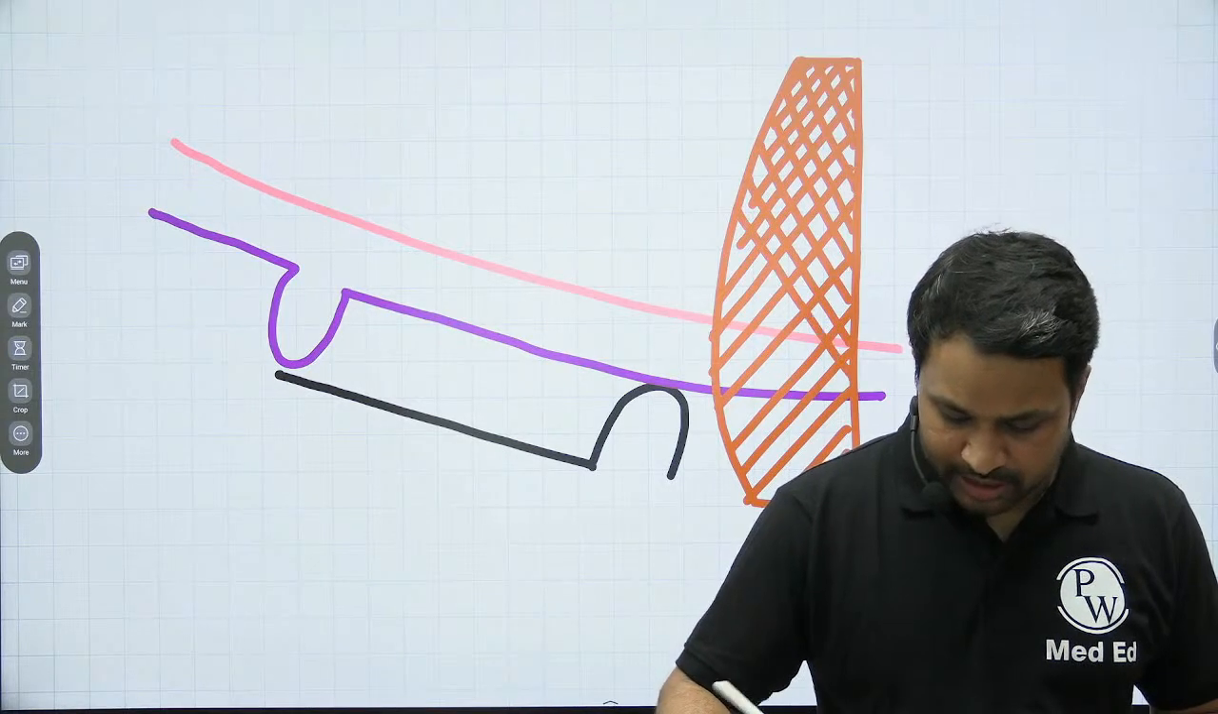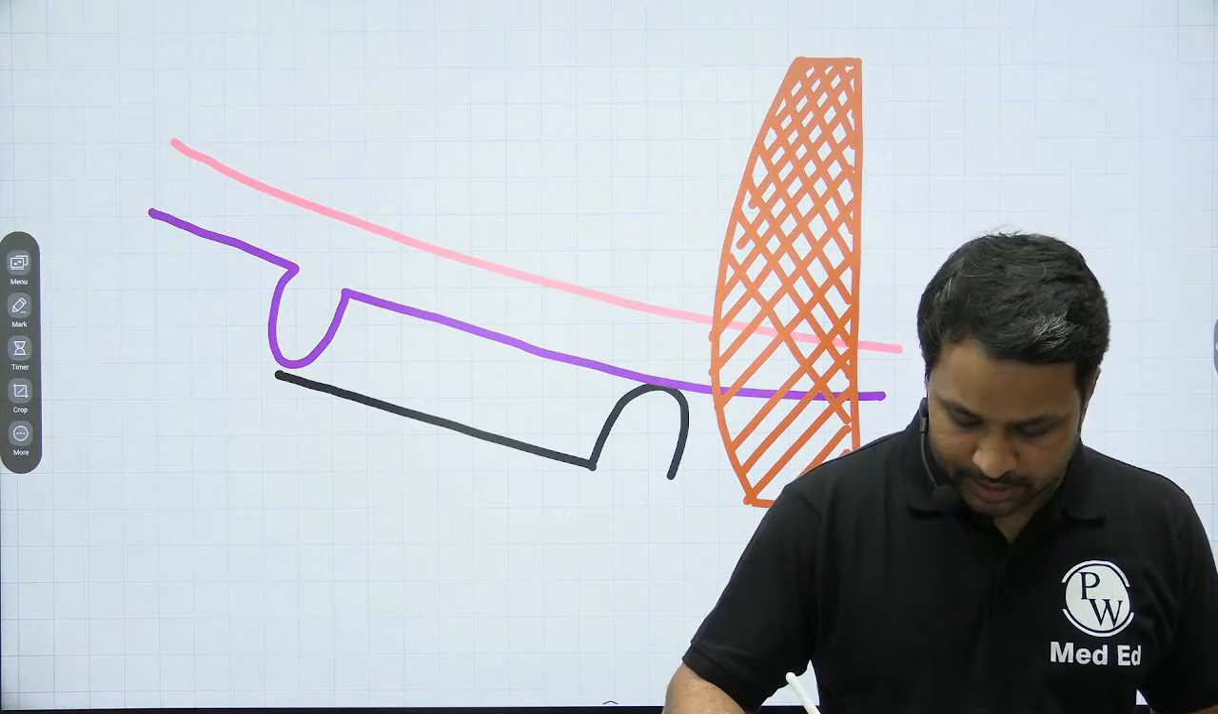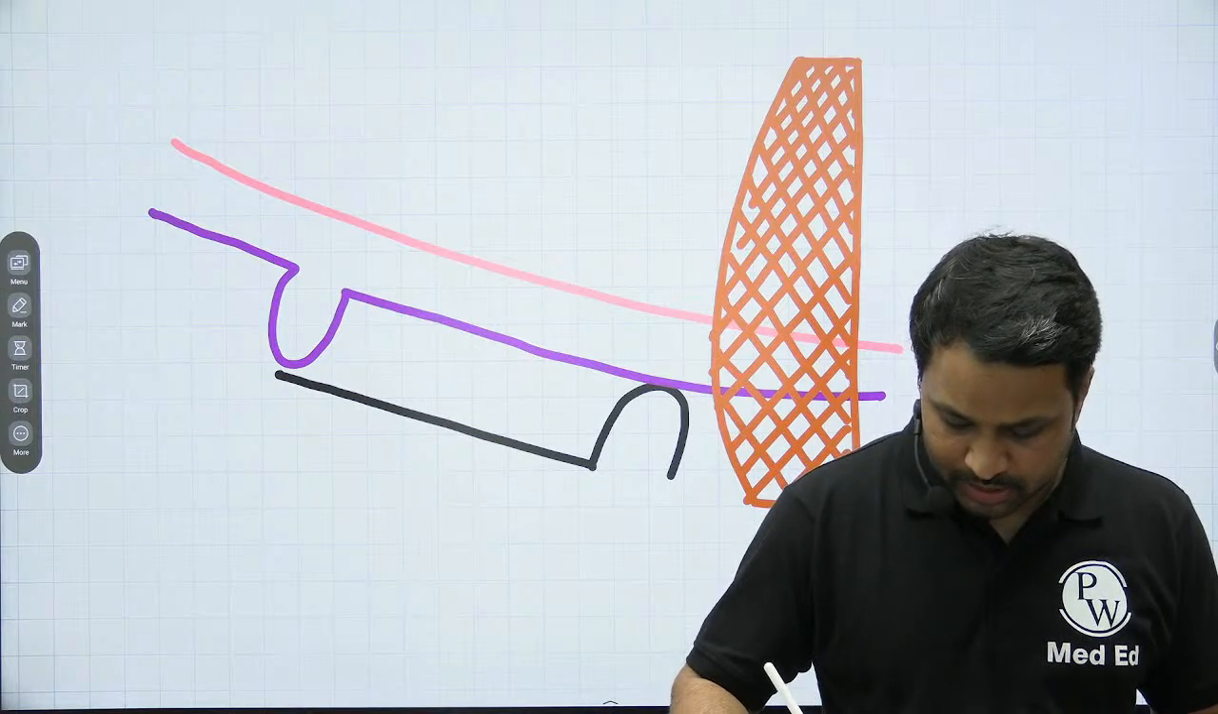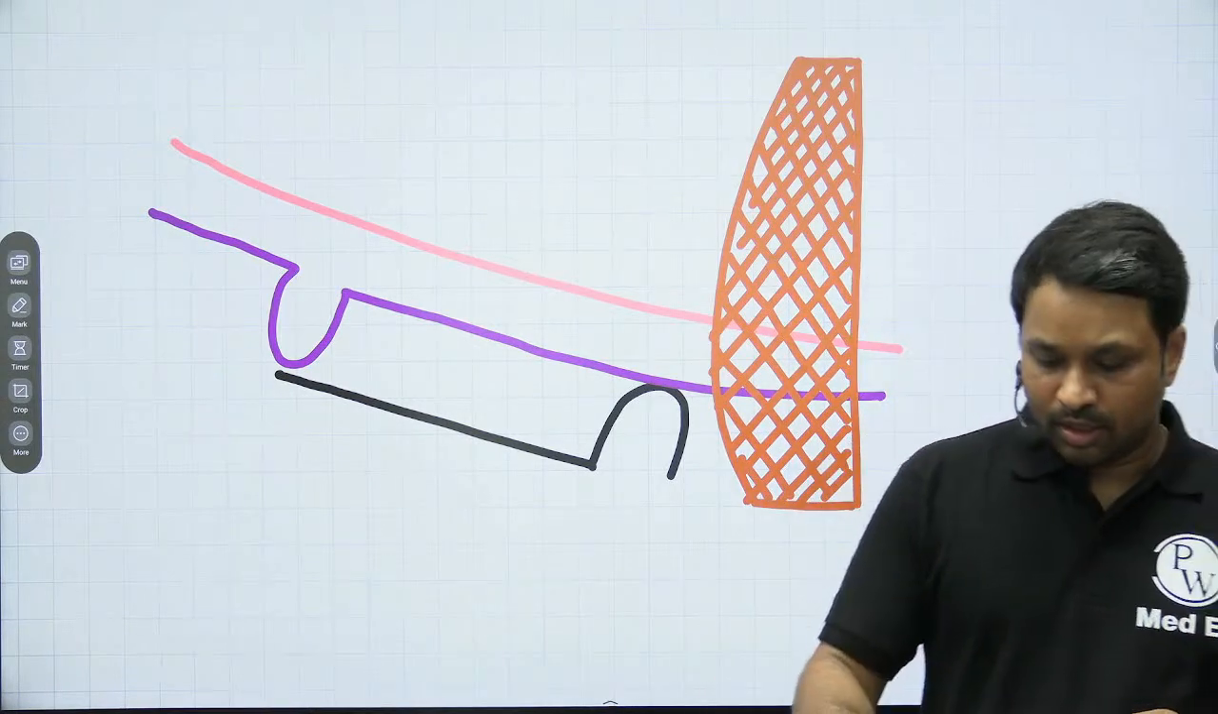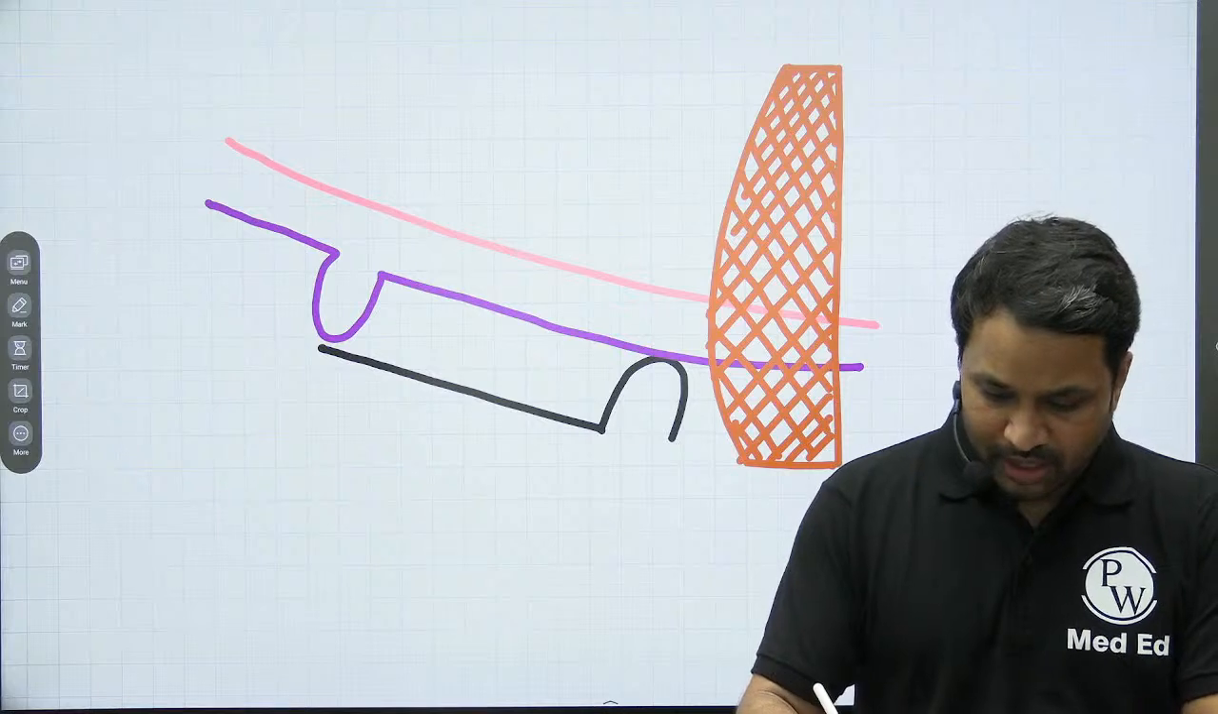Its medial border is on this side, and the lateral border is towards the inguinal canal. ठीक है? So this is your rectus abdominis muscle. ठीक है? Now, what do you have? You have the vas deferens.